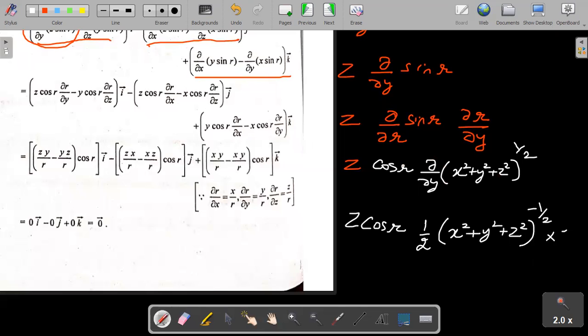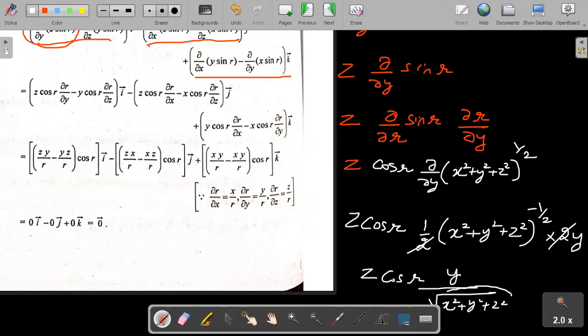Further by chain rule its derivative with respect to y will be 2y. So now 2 will cancel. So this is z cos r, y upon, if you see, this becomes under root of x square plus y square plus z square. And this I can write again as r. Beta, is it fine? Yes, ma'am. So what did this become? zy by r into cos r. So you see zy by r into cos r. Is it clear?